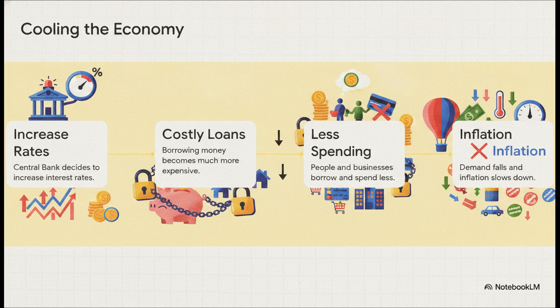First, the central bank increases baseline interest rates. Consequently, borrowing money, whether it's an everyday consumer getting a mortgage or a massive corporation securing a credit line for expansion, suddenly becomes aggressively more expensive. Because capital is so costly, businesses and individuals borrow less and they spend less. Demand falls across the board. Eventually, because spending dries up, businesses can no longer hike prices without losing their remaining customers, and inflation slows.